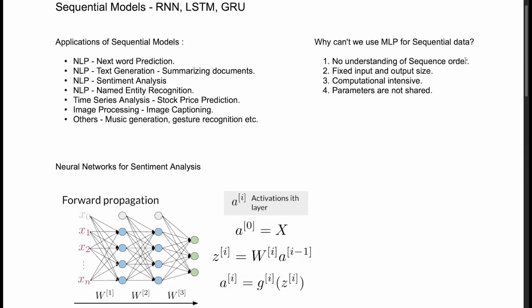Hello everyone. In this series of deep learning, we are essentially going to learn about sequence models like recurrent neural networks, LSTMs and GRUs. First, we'll try to understand the different types of input data that we have considered while building multi-layer perceptron model and CNN model.